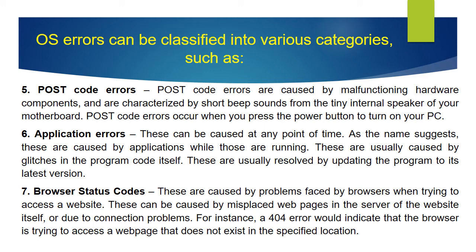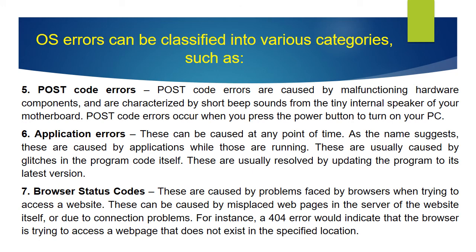Then another OS error is the application errors. So this can be caused at any point of time. As the name suggests, they are caused by application while those are running. These are usually caused by glitches in the program code itself, and these are usually resolved by updating the program to its latest version. And last OS error is the browser status codes.